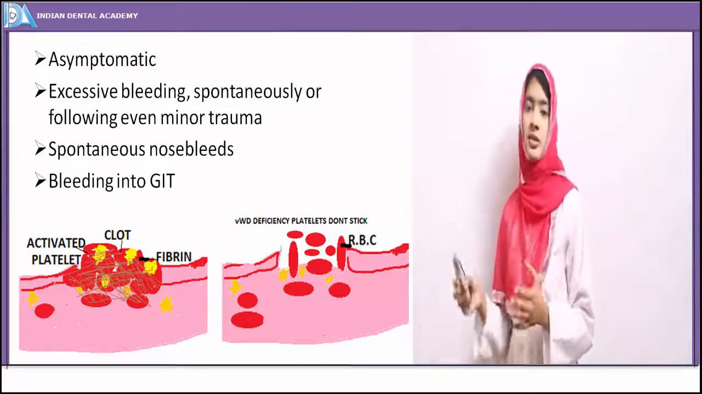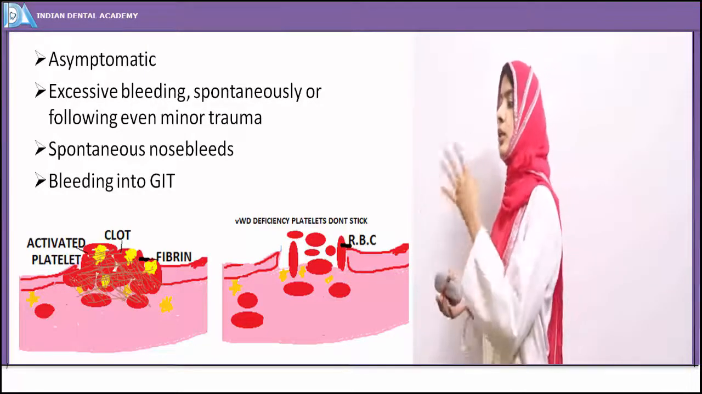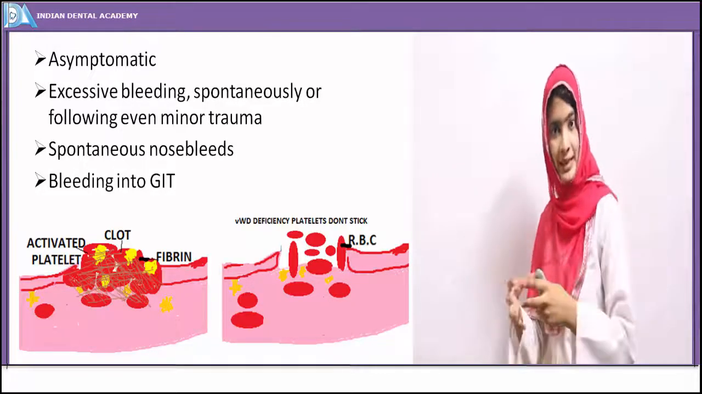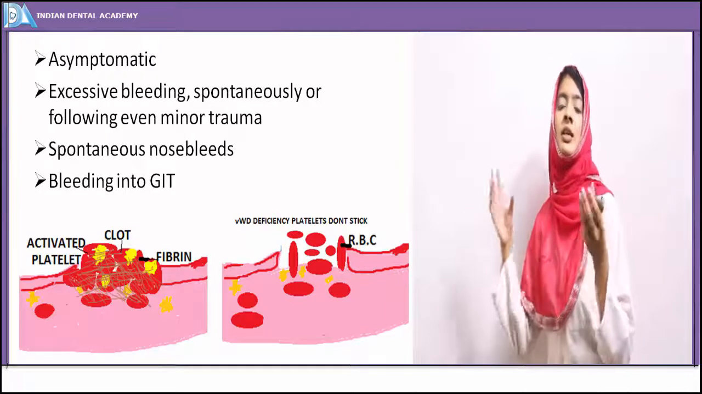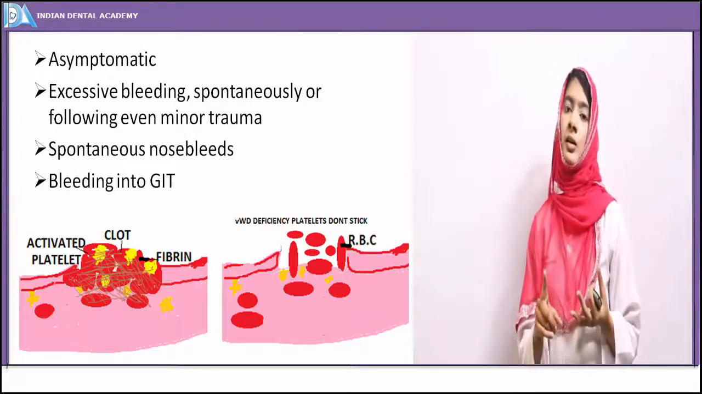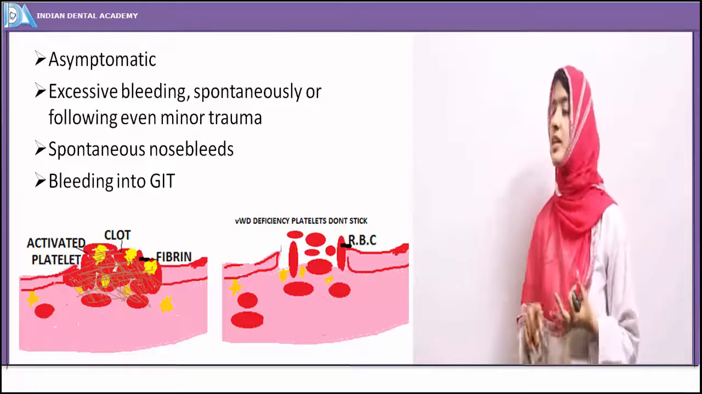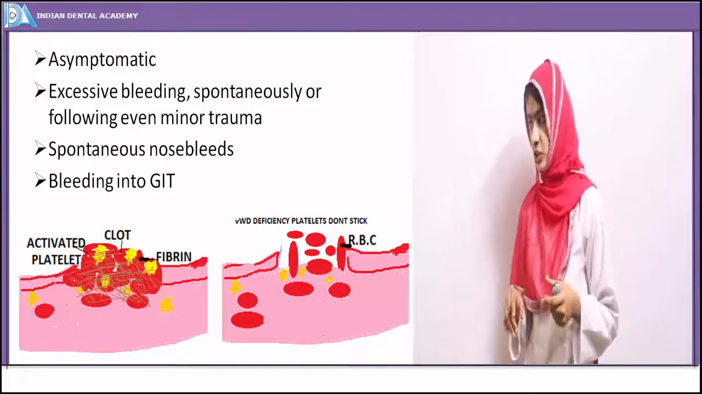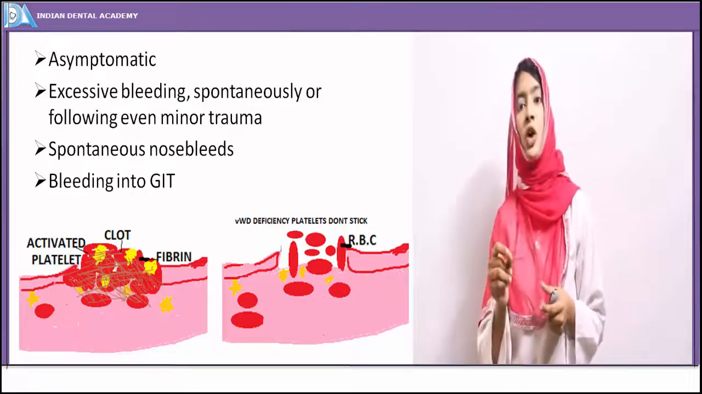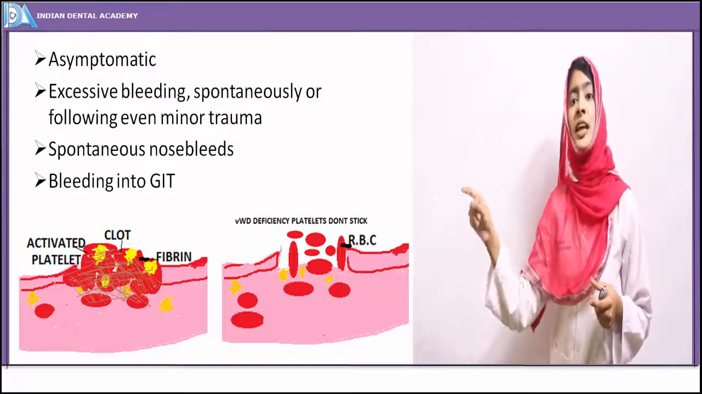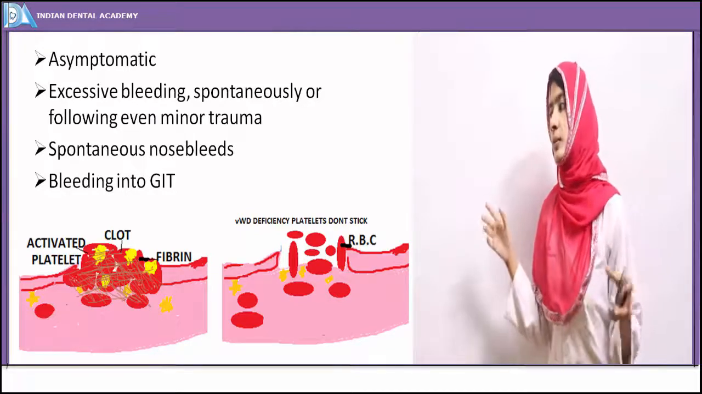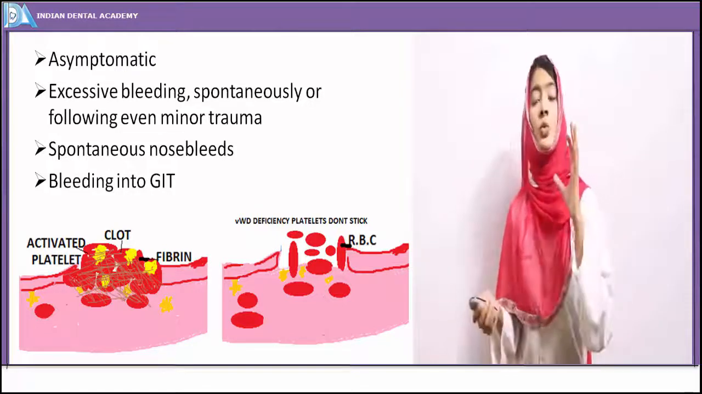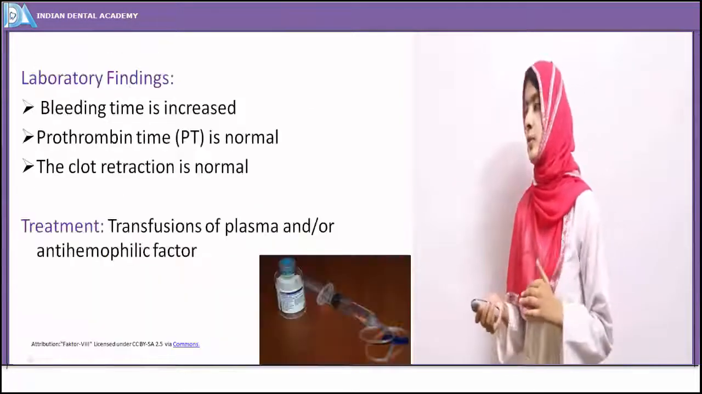If you see the pictures there, the diagrammatic representation, we know that normally whenever there is injury to the blood vessels, the platelets are directed towards the surface, then the fibrin is deposited and the platelet aggregation factors are deposited and they just form a clot. But in case of von Willebrand deficiency, because of the deficiency of von Willebrand factor, factor 8 is not carried to the site of injury. So the platelets don't aggregate and there is no clot formation. So there is a qualitative defect in the clot formation here.